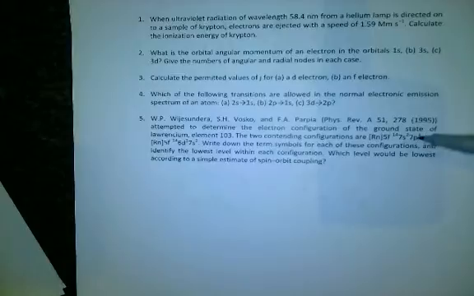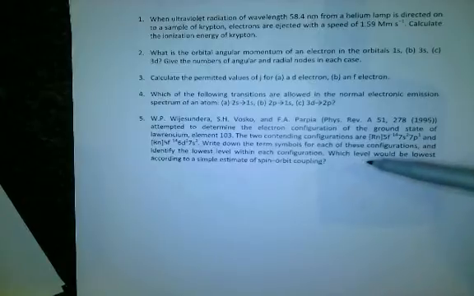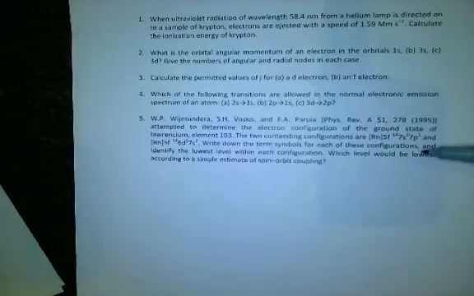First part of the question: write down the term symbols for each of these configurations and identify the lowest level within each configuration. Which level would be the lowest in energy according to a simple estimate of spin-orbit coupling?